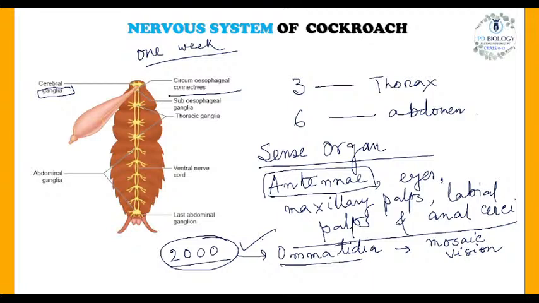It has more sensitivity but less resolution, being common during night. Hence, it is also called the nocturnal vision. So this is nocturnal vision, and this is all about the nervous system of the cockroach.